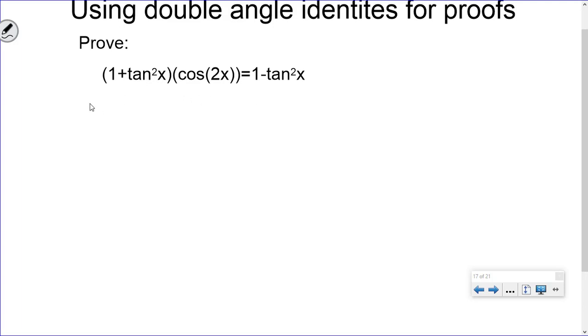Well, let's do that double angle identity, right? So my left-hand side is 1 plus tan squared x cos 2x.